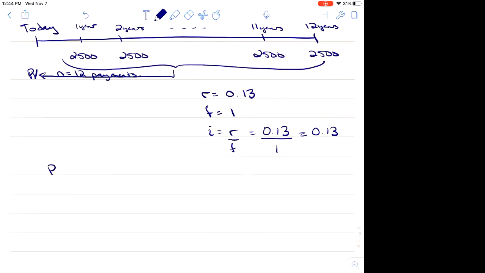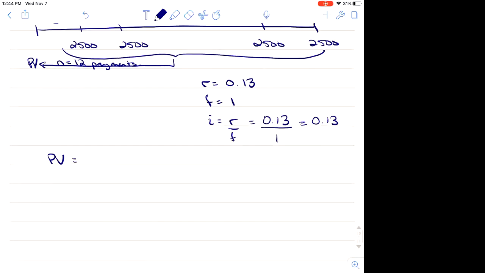So then we want to find our present value. It's going to be set up the same way. If you're making payments and you're saving some amount, you're going to be calculating a future value. If you're paying off a loan, you're going to be calculating a present value. How much was the loan?